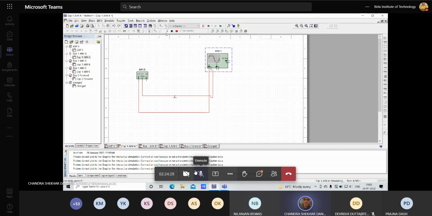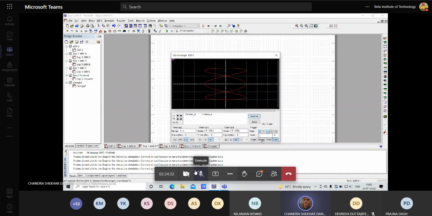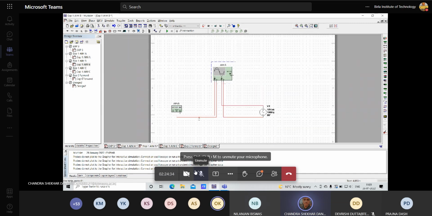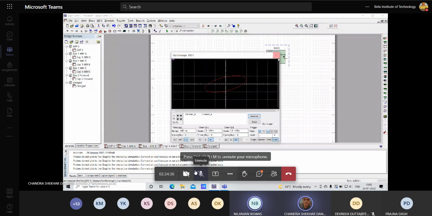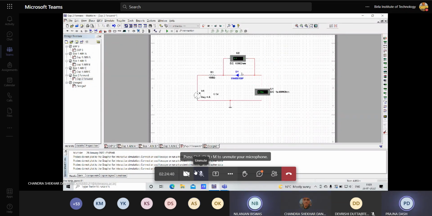This is experiment 1A. This is experiment 1B. Experiment 1C. This is experiment 2. Sir, I have a problem in reverse bias. And this is experiment 3.